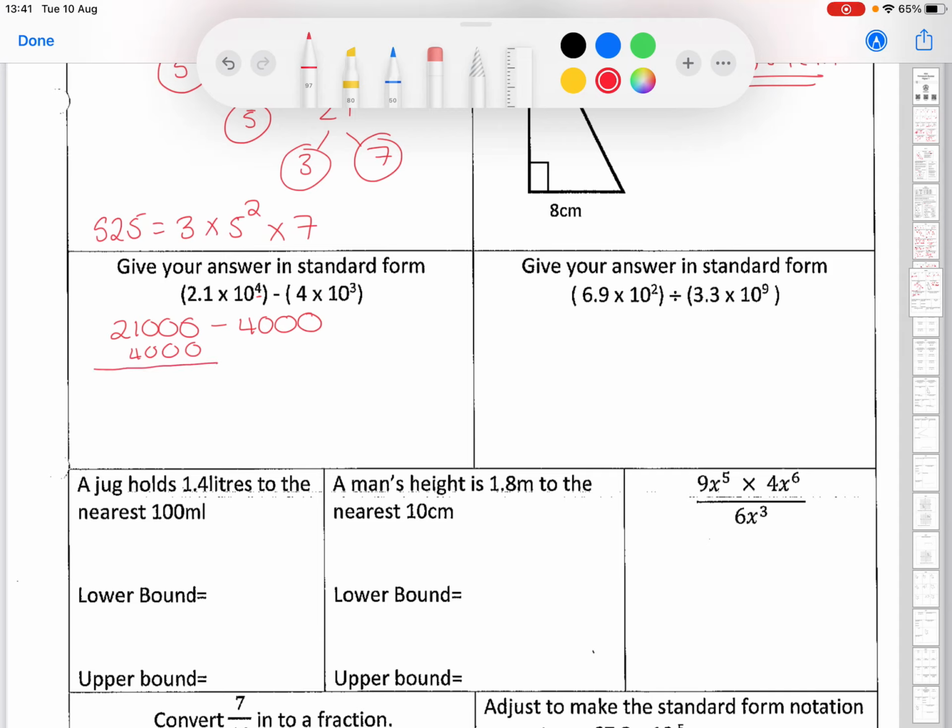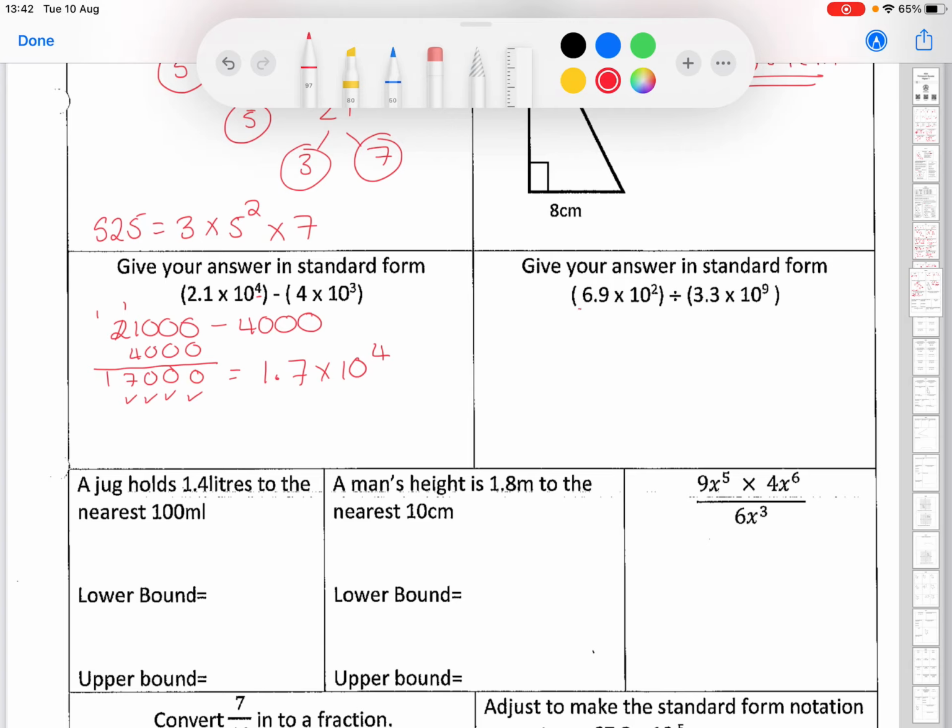So we're doing 21,000 subtract 4,000. Obviously you can do that off the top of your head, but I'm just going to show you how I would do it. 0 take away 0, 0 take away 0, 0 take away 0. We need to borrow here. 11 take away 4 gives us 7, and 1. So we've got 17,000, and that's in standard form. We've got 1.7 times 10 to the power of 1, 2, 3, 4. So to the power of 4.